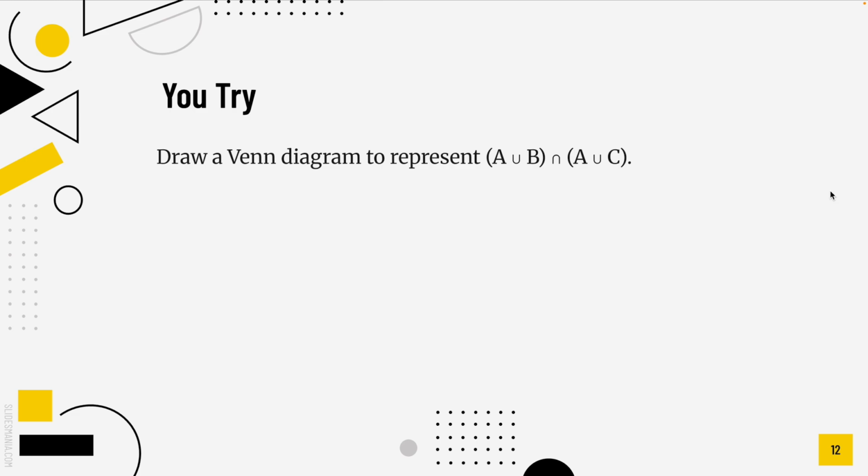Okay, so take a look at that again. Look at where you would shade for A or B, where for A or C, and then because I have an and in between, you're looking at where did I shade in both of them, and that would be your final diagram. So give that a try, and then I'll show you the answer.